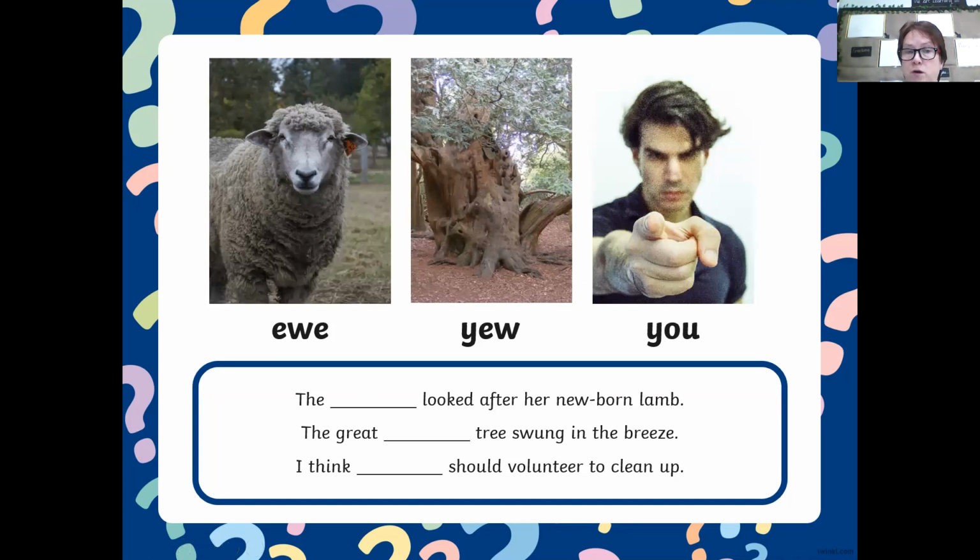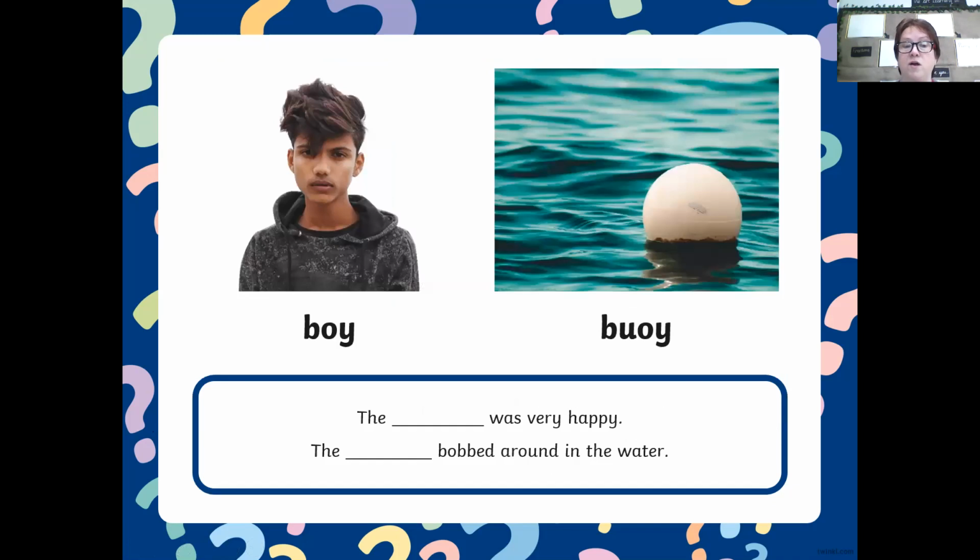So yew, we've got a female sheep, a yew tree, or someone pointing at you. So the ewe looked after her newborn lamb. Well, obviously we know it's a sheep, so it must be this spelling. The great yew tree swung in the breeze. I think you should volunteer to clean up. So you might not have heard some of these words, but because we've got the pictures, it helps us to understand which is the right one.